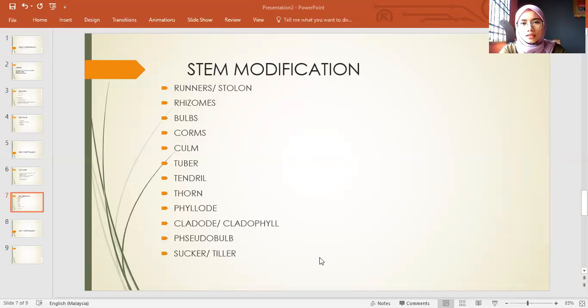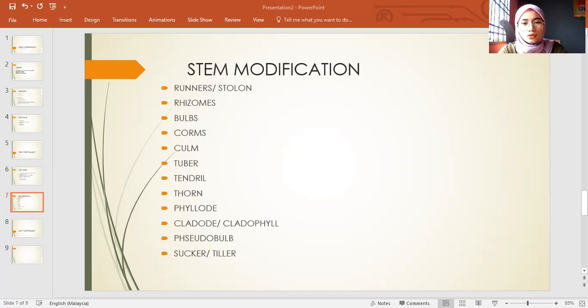phylloclade, cladodes in asparagus, pseudobulb in orchid, and also adenium, if I'm not mistaken. Sarcotesta in Musa sp, and also in paddy, Oryza sativa.